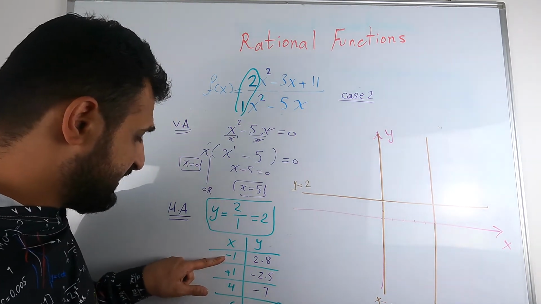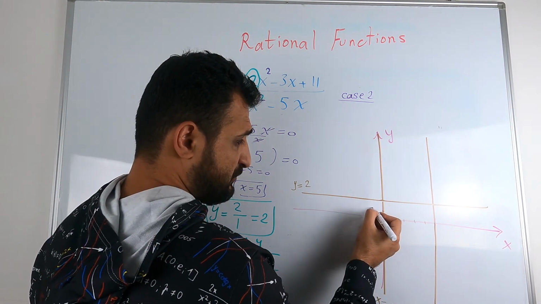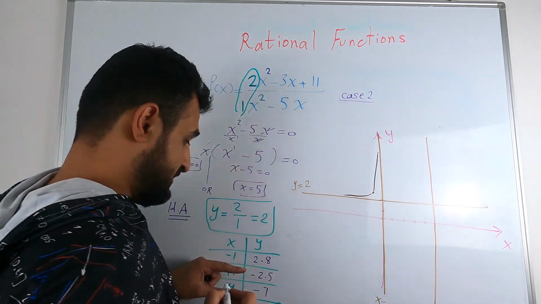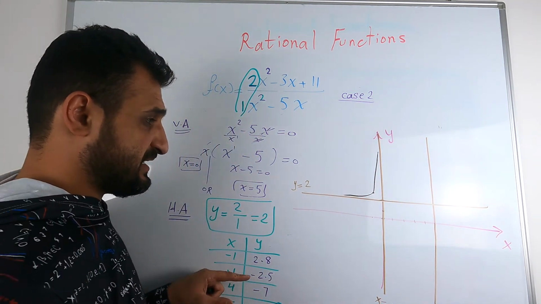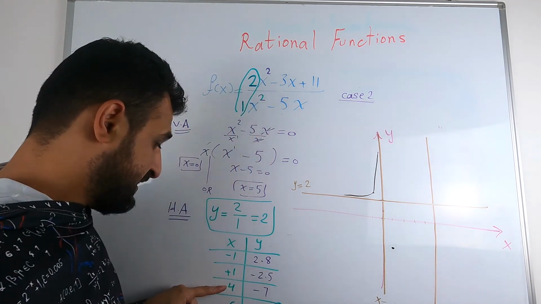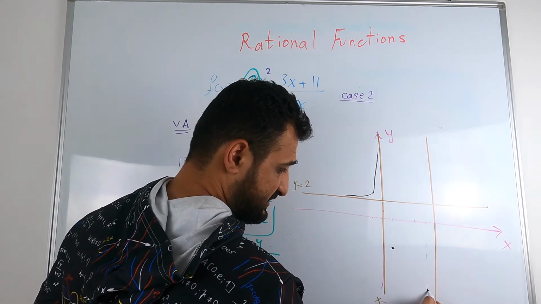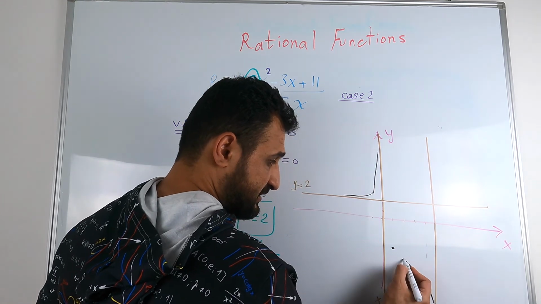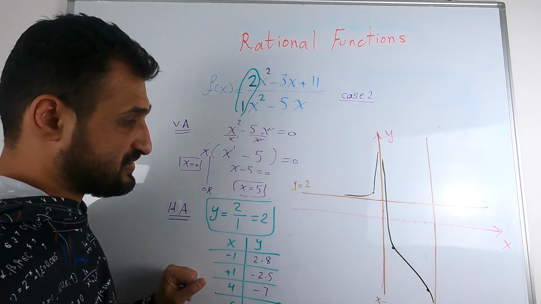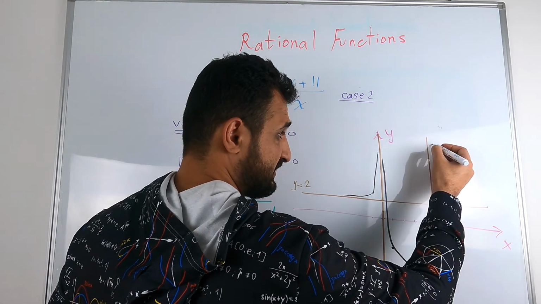Now the helping points, x is negative 1, y is almost 3. So x is negative 1, y is almost 3 here. So that means it's here. X is 1, y is negative 2.5. X is 1, y is negative 2.5 here. X is 4, y is negative 7. 1, 2, 3, 4, y is negative 7, which is here. That means closer. X is 6, y is 11. 5, 6, y is 11 here.